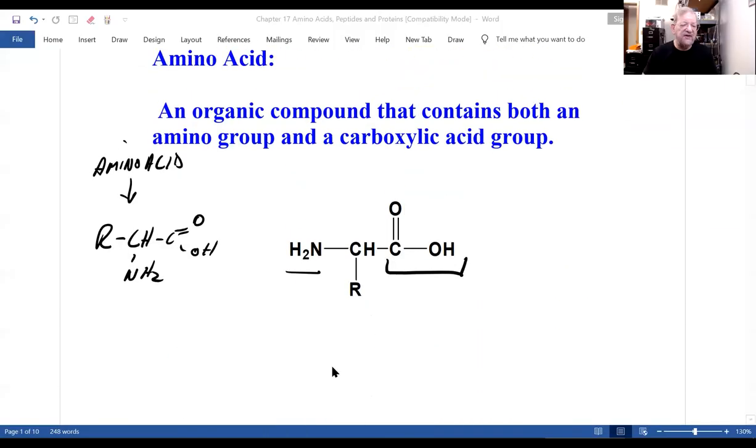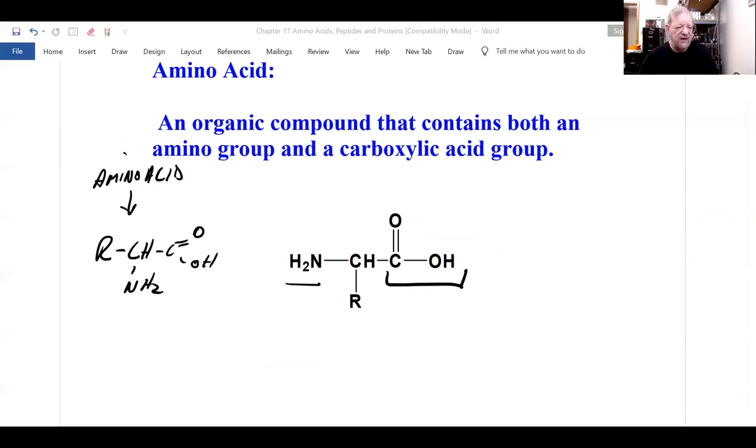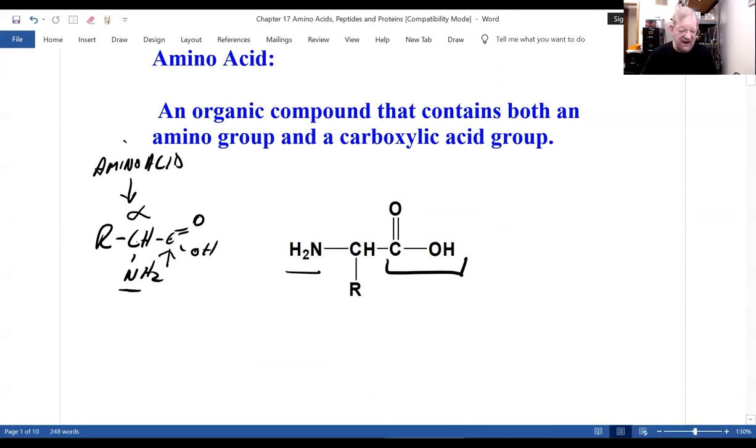Now, one thing that's very important here: we have a carbonyl carbon, and the carbon attached to the carbonyl carbon, as you learned in ketones and aldehydes, is the alpha carbon, and that's still true. All amino acids have the amino group on the alpha carbon. And good news, I'm not going to ask you to learn the names of any amino acids. Well, let's look at a couple right now.